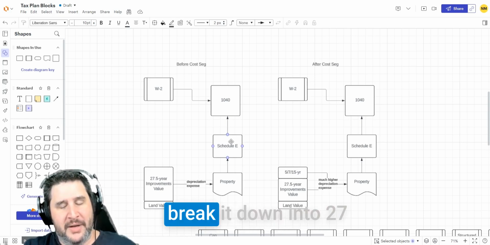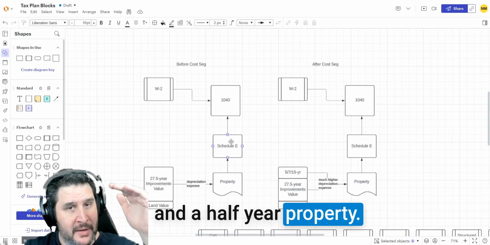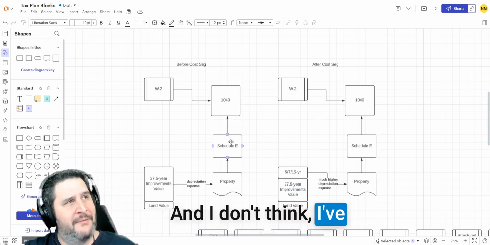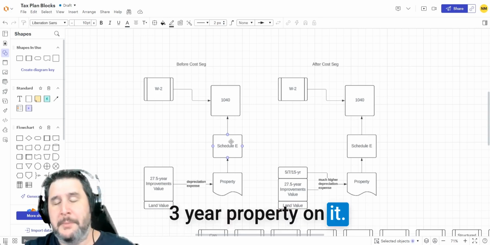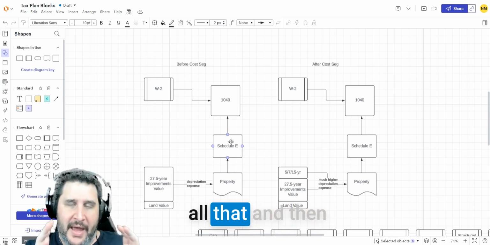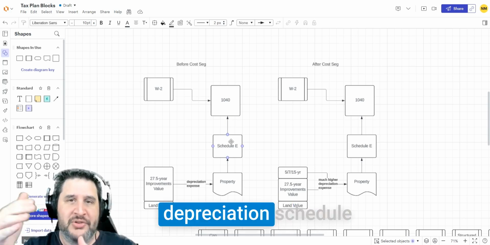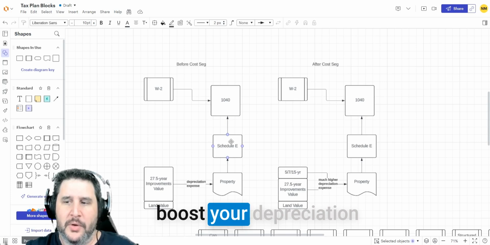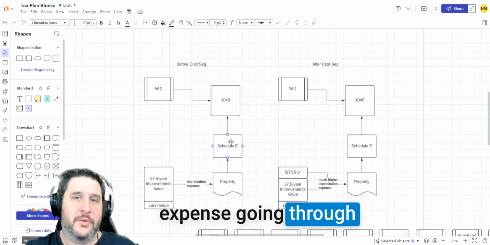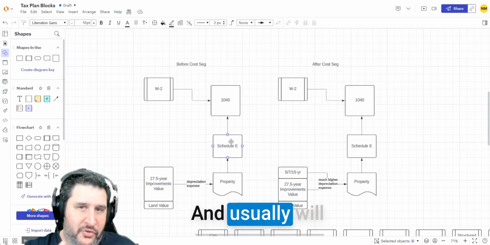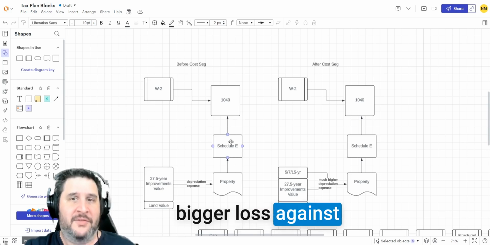And so it's going to break it down into 27.5 year property. It's going to break it down to 5 year property. And I don't think I've ever seen a cost seg report that had 3 year property, but I guess theoretically it could happen. So then you take all that and then you change the depreciation schedule on the tax return itself. And that's going to boost your depreciation expense going through your Schedule E much higher, which drives the income down and usually will generate a much bigger loss against your other income.